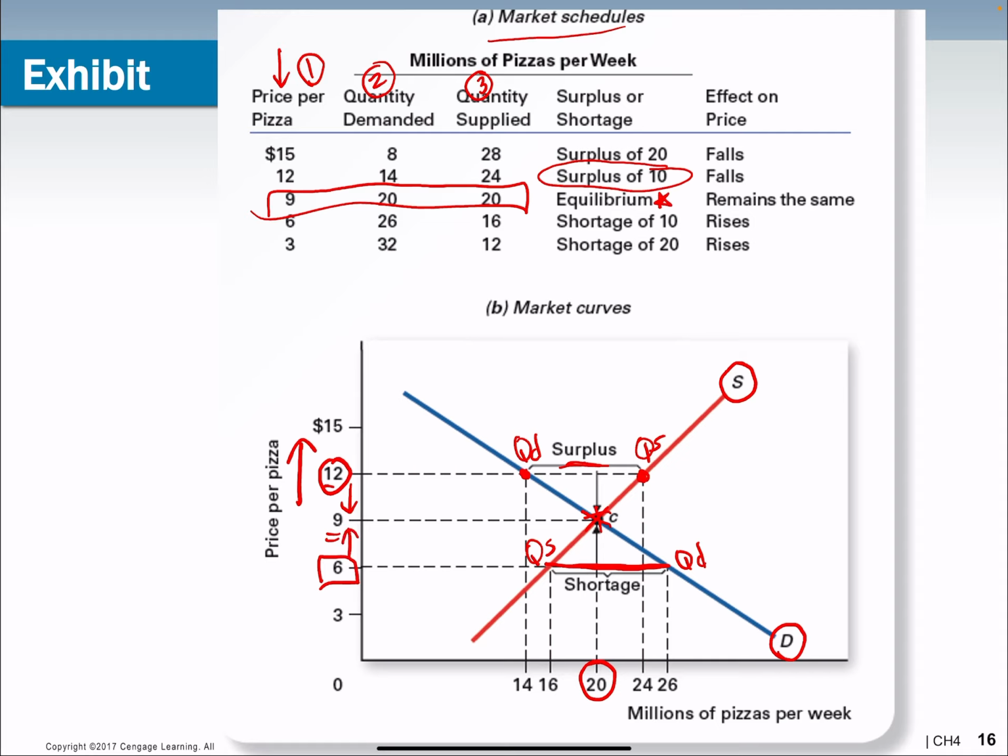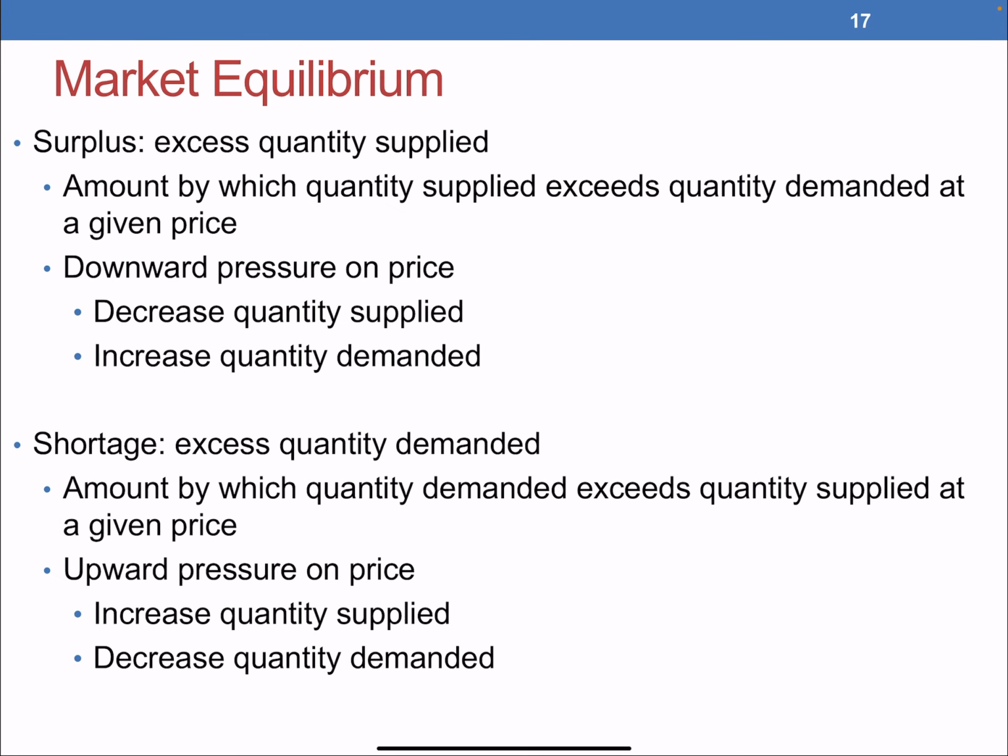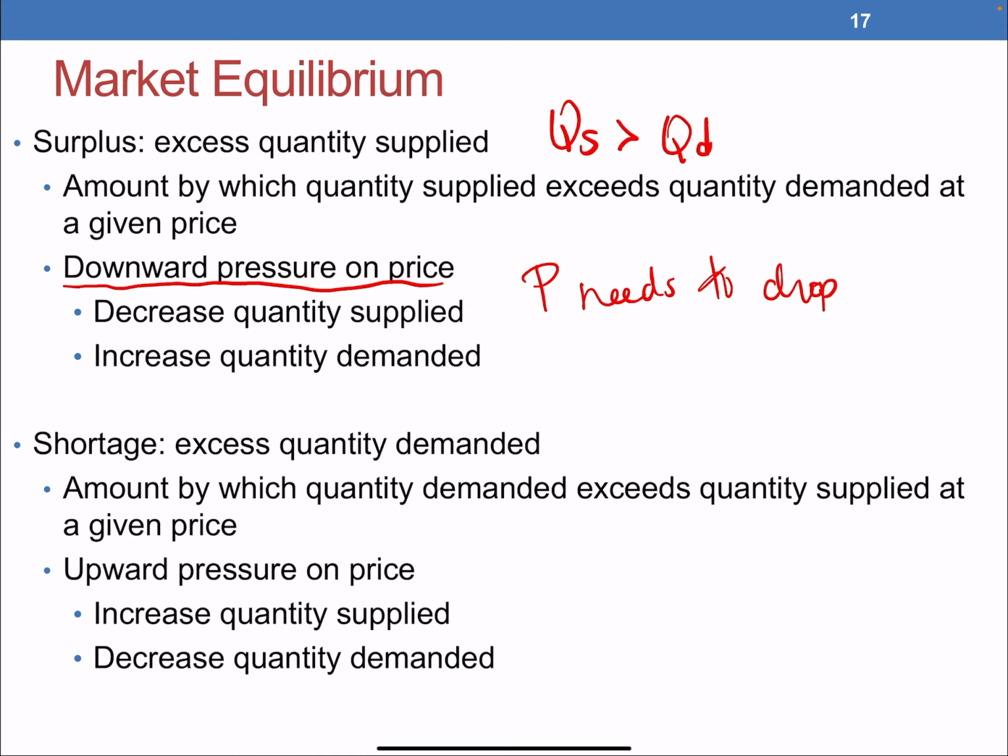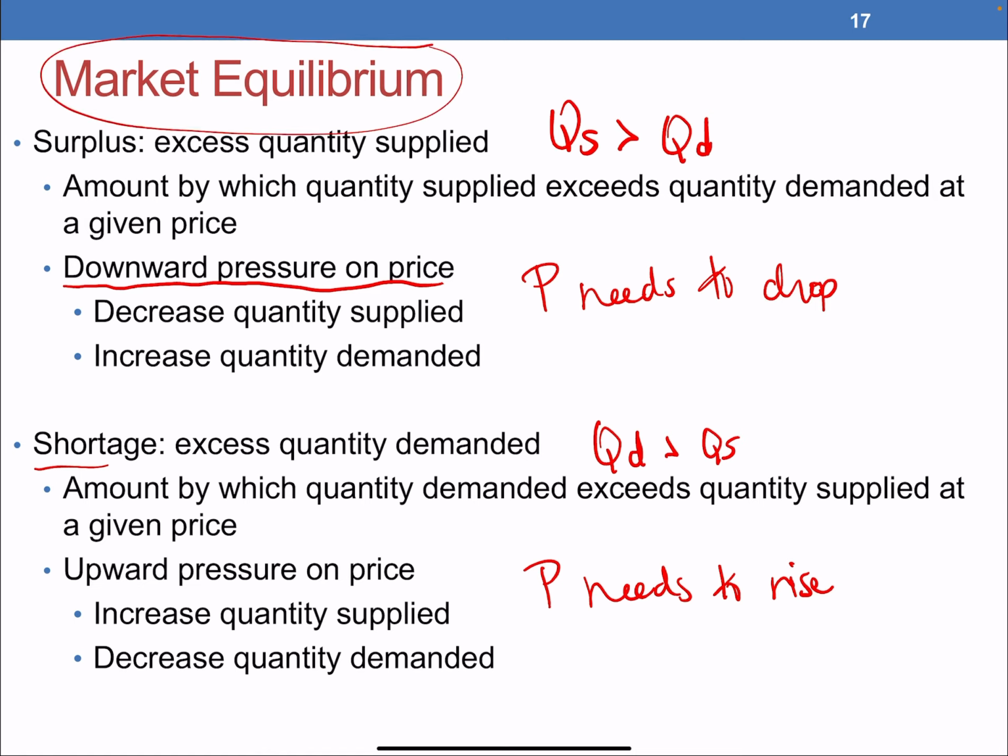So this is how our markets function. Just quickly, a surplus is excess quantity supplied, the amount by which my QS is greater than my quantity demanded, and it signals to price that price needs to drop. On the other hand, a shortage is when we have excess quantity demanded. So now QD exceeds QS, and we know that price needs to rise in order to combat the shortage. Because the market, on its own, y'all, wants to be in equilibrium. And so that's our goal.